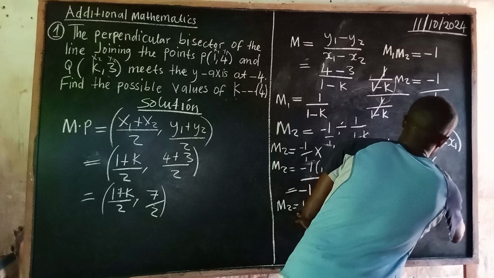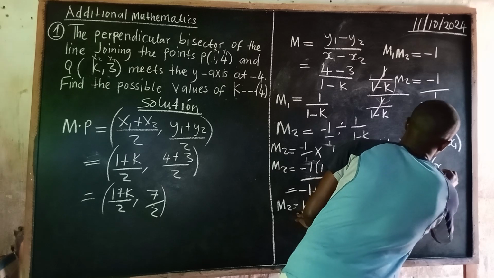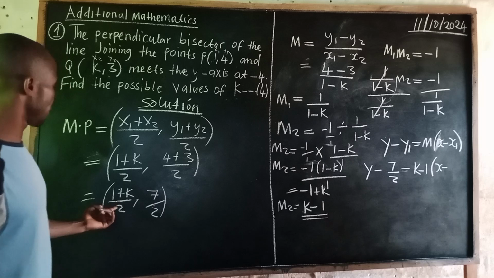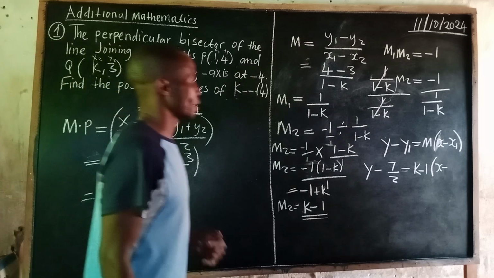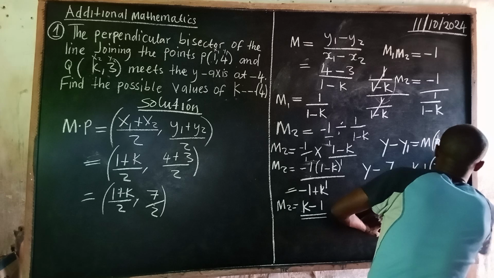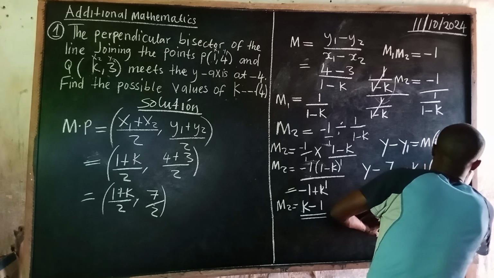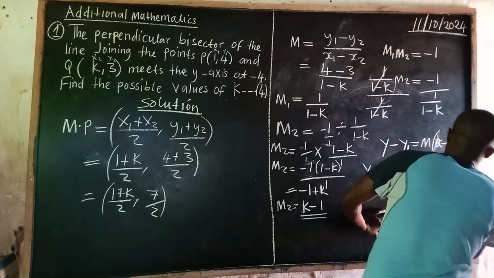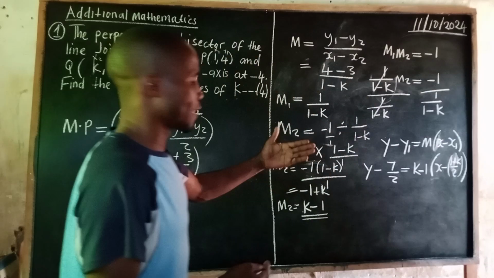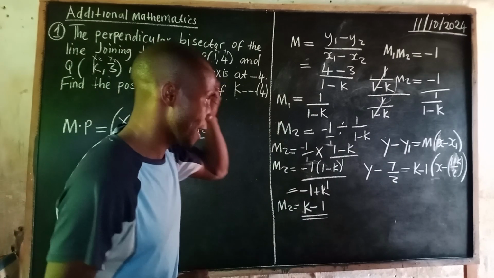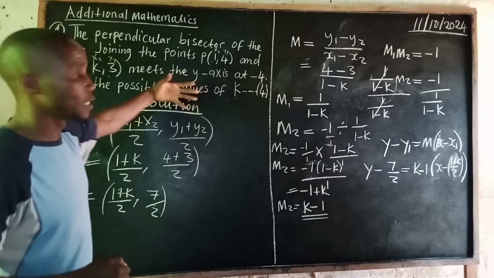Then we open the bracket, then we write x minus, x1 is what? X1 is 1 plus k over 2. So we are going to say 1 plus k over 2. This one we are going to put in brackets, okay? In brackets. So we have just substituted. That is the way to go. Then now from there, we get back to the question itself.